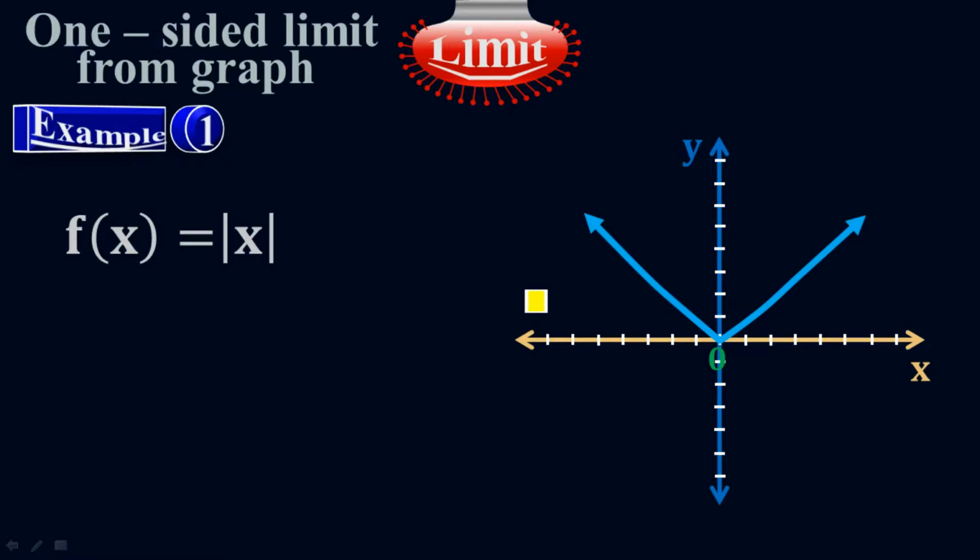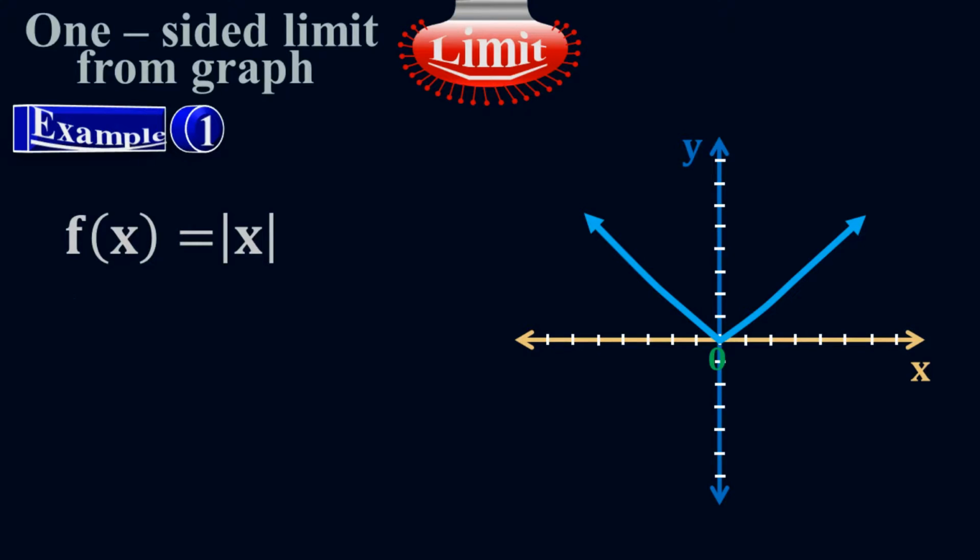In the graph, either you can come from the left side to approach the exact value or from the right side to approach the exact value. But it must be from one side. Therefore, it is called one-sided limit, to approach the exact value only from one side. Let's suppose I want to approach the exact value from the left side.